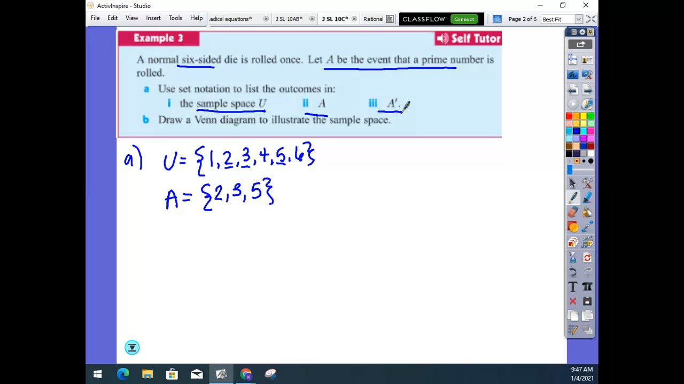So A prime, not A. Which ones are not prime? So we just choose the rest of them.